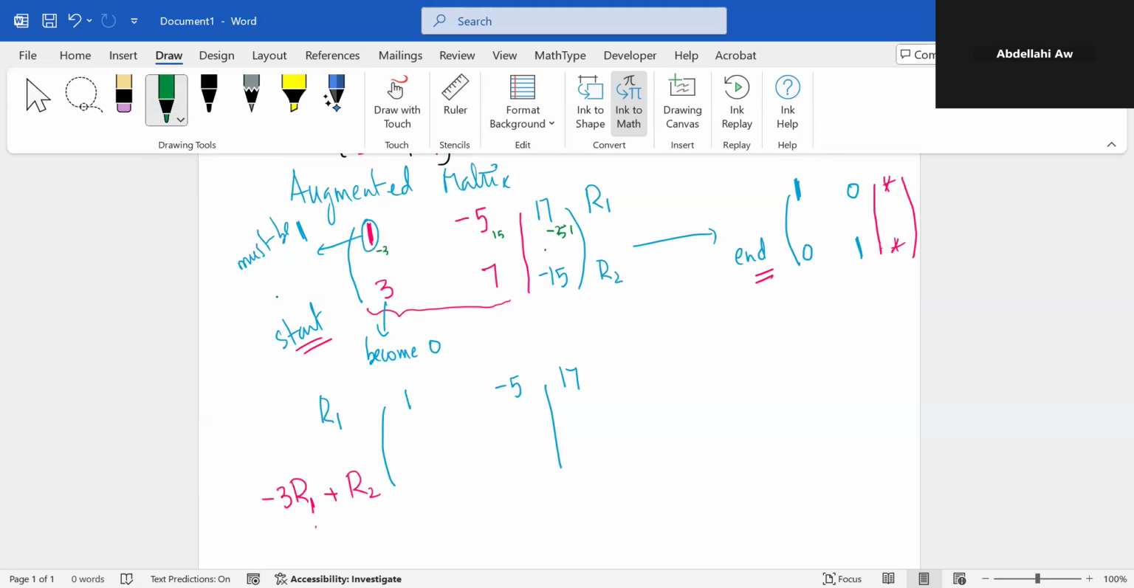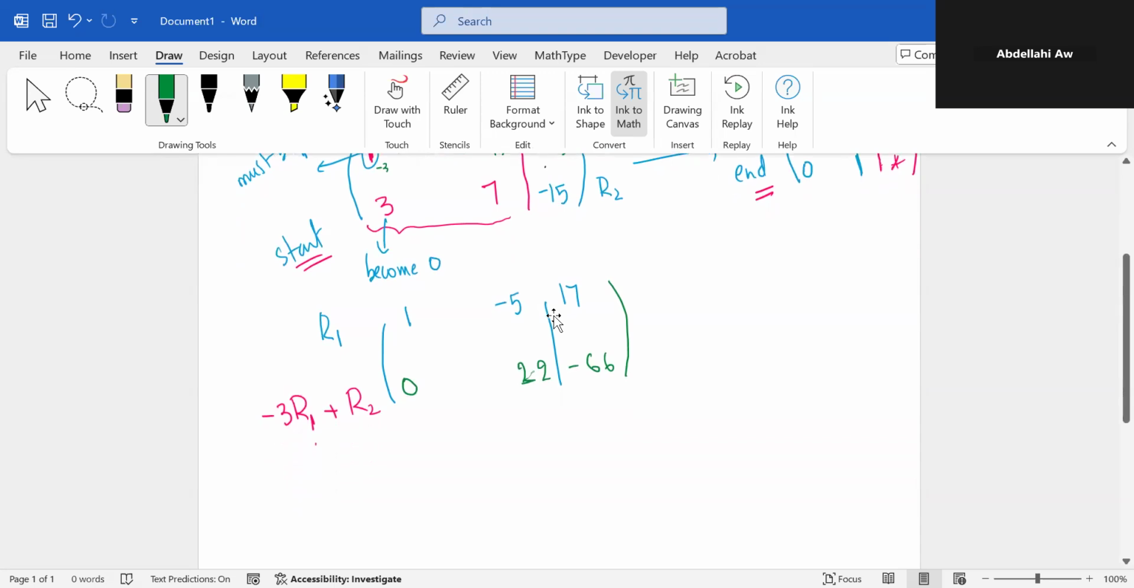Now I have the small green line plus our row number 2. So negative 3 plus 3 is 0. 15 plus 7 is 22. And here, negative 51 plus negative 15 is negative 66. Now we must be careful with the arithmetic, because every time we make one mistake, it makes the calculations harder.